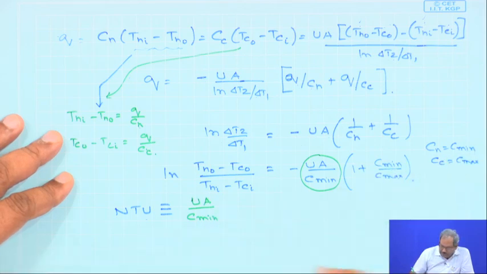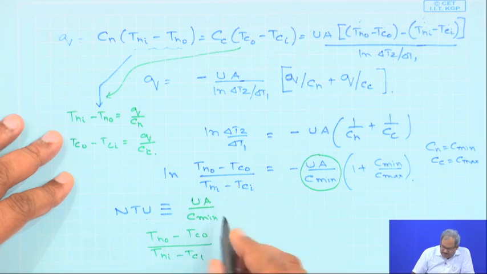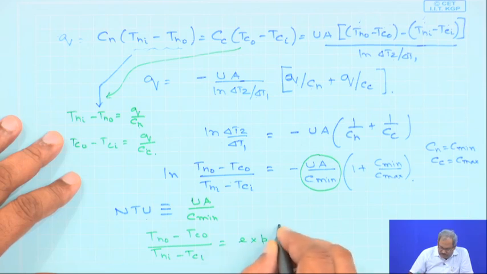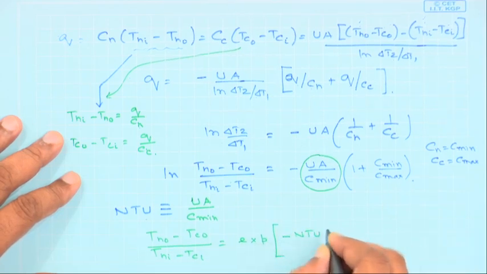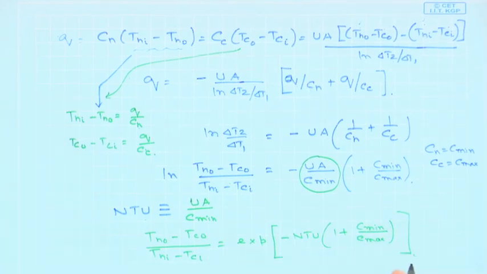This is the expression. Therefore, what I would get is Tho minus Tco by Thi minus Tci, which is this one. Since it is in the logarithmic form, it is simply going to be equal to exponential of minus NTU into 1 plus C minimum by C maximum. So, what I then have is a relation which brings in the new concept NTU, which is UA by C minimum, and slowly I am transforming everything in terms of NTU, epsilon, C minimum and C maximum.